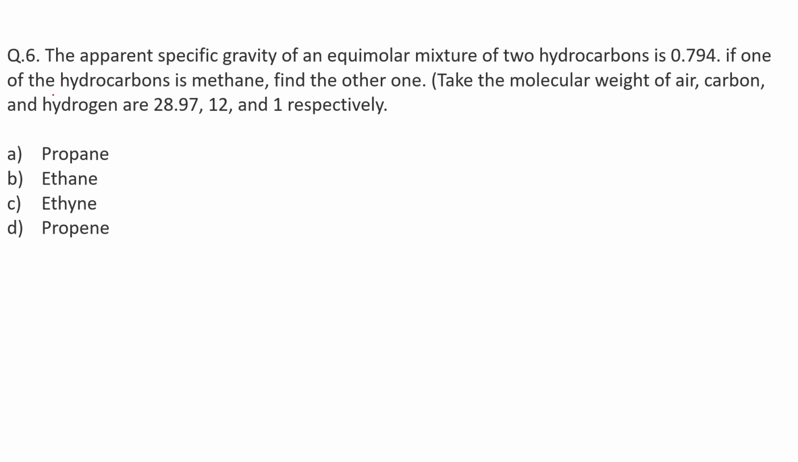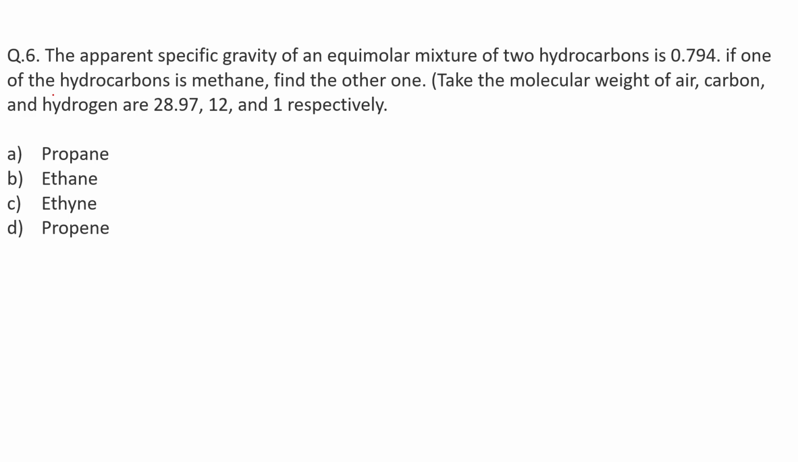Now the next question does not depend on any basics, but it is a total numerical question. It is asked that the apparent specific gravity of an equimolar mixture of two hydrocarbons is 0.794. If one of the hydrocarbons is methane, find the other one. Take the molecular weight of air, carbon and hydrogen as 28.97, 12 and 1 respectively.